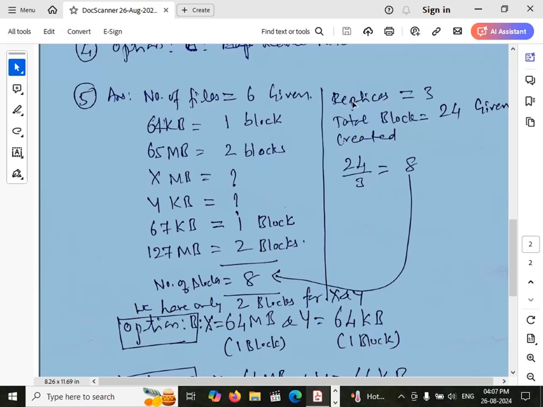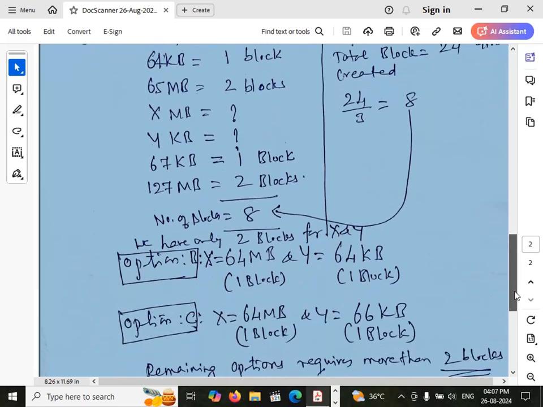So now each block is having a replica of 3. So therefore total blocks created by Hadoop is, they have given, 24. Therefore 24 divided by 3 is 8 blocks. So total number of blocks for the files is 8 here. So we just found out 3 plus 3 is 6, 8 minus 6 will be 2. So we have only 2 blocks for x and y. So this condition must be satisfied by x and y files.